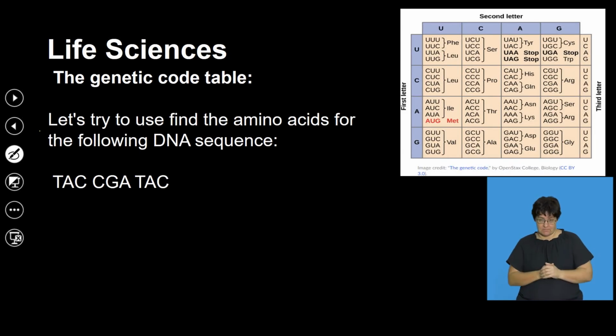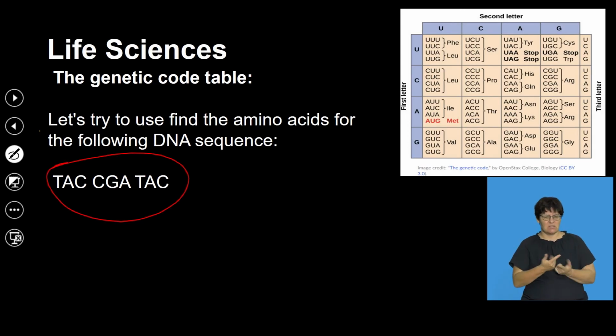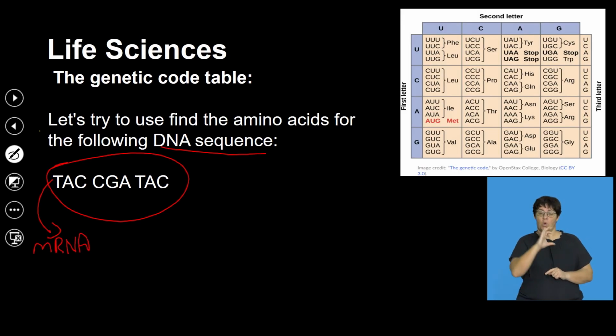So if we unpack this sequence, let's try and understand how we get the amino acid sequence from this. So let's try this out. This is a sequence of DNA, or one strand of the DNA that codes for the gene. We need to convert this DNA into the mRNA before we figure out how to code that gene. So what would be the codon, or the mRNA, for this sequence?